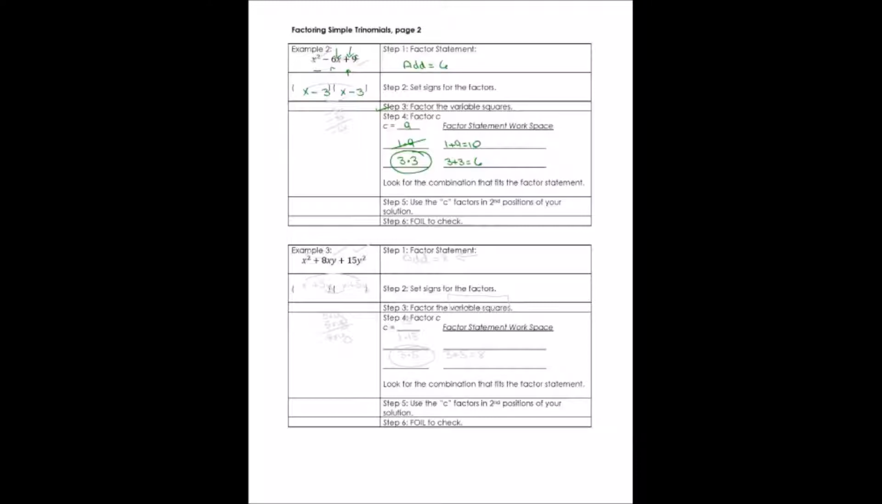X times x is x squared. Negative 3 times negative 3 is positive 9. You see my signs were set correctly. Negative 3x is the inside terms. Negative 3x is the outside terms. I combine those to get a negative 6x. Sign is important here. Negative 6x is my center term, so I have factored it correctly.